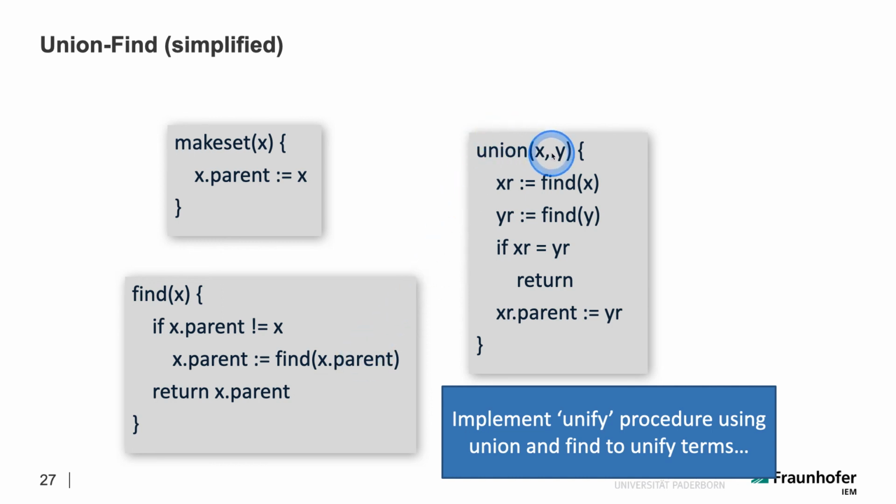Then if you do a union between two elements x and y, you basically find their representatives. If they are already equal, then they're already in the same class, so there's nothing to do. And otherwise, you just pick one of them. So let's say x, and you set x's parent to actually be y. So you're basically unifying these two representatives to just one. And you can implement the unify procedure just using union and find to unify these terms.